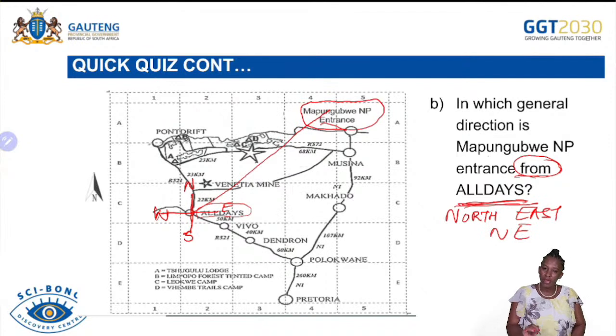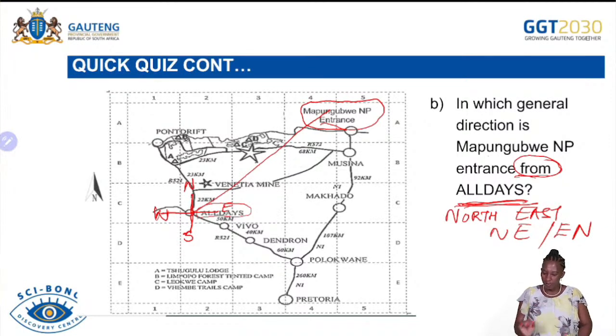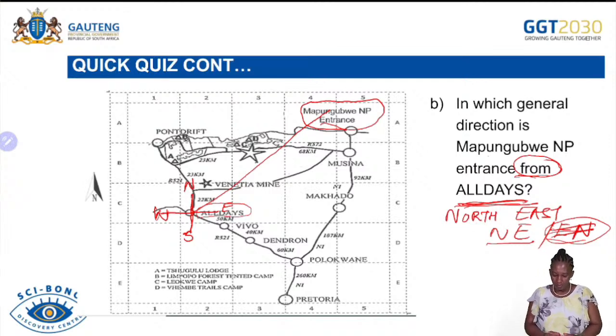Or maybe in an exam, some of you prefer to say east of north, but it doesn't make sense. We always say northeast. You need to know your compass directions, because we don't have such a direction as east of north, but we have northeast. So don't write that. You must only focus on northeast, writing it as NE or northeast in full.